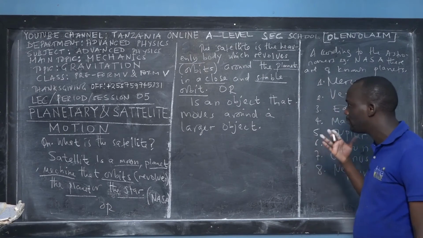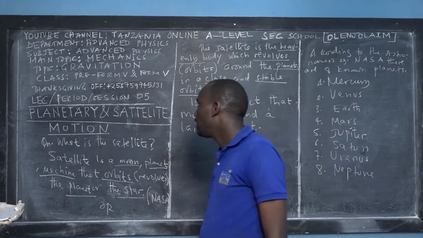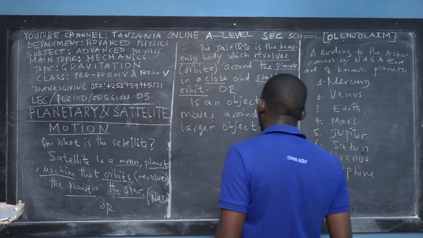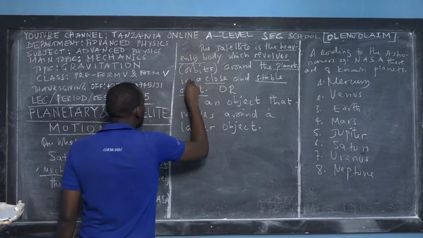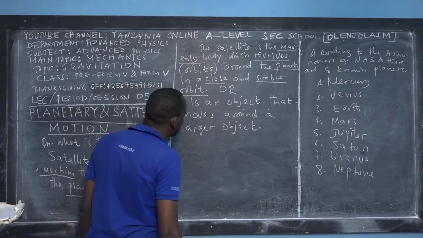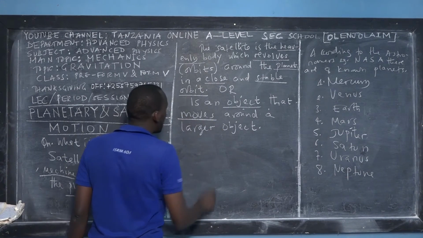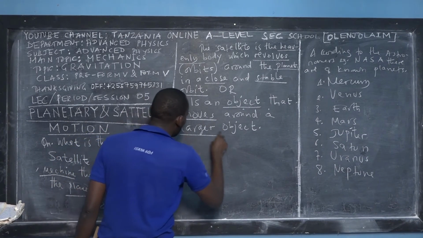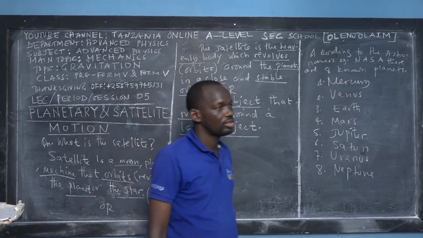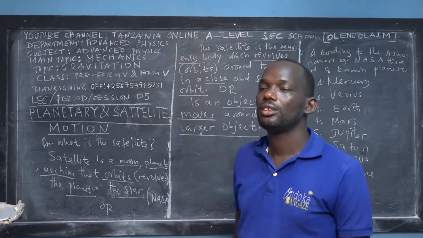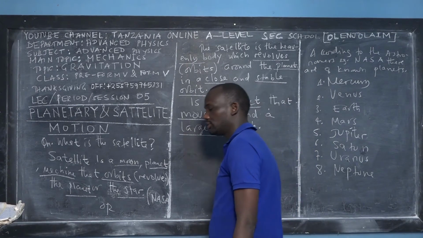So in the heavenly body, where do we find the satellites? We don't find the satellites underneath the earth. This is the heavenly body, right? Which revolves or orbits around the planet in a close and stable orbit. Or is an object that moves around a larger object. So that's how we define the satellite.